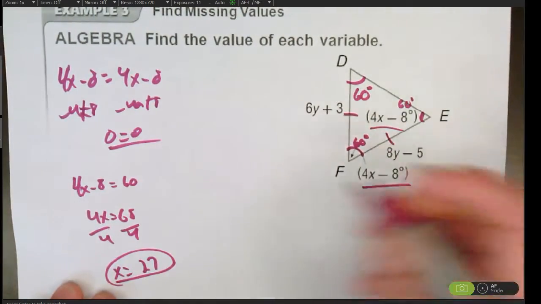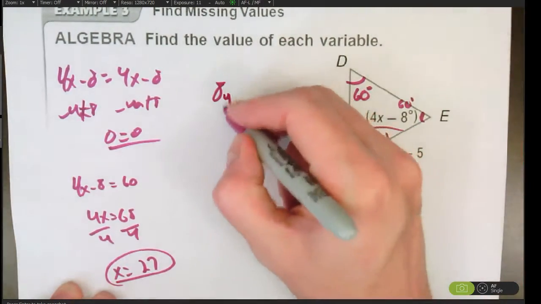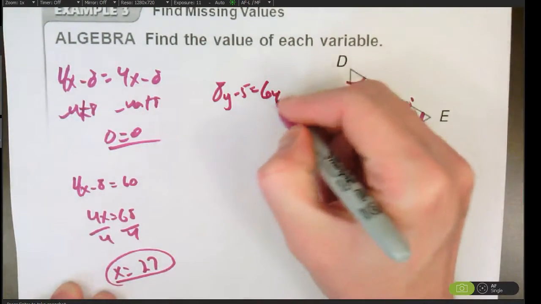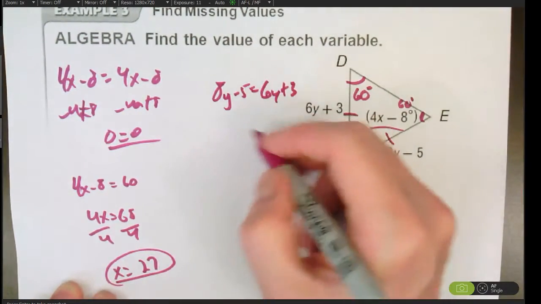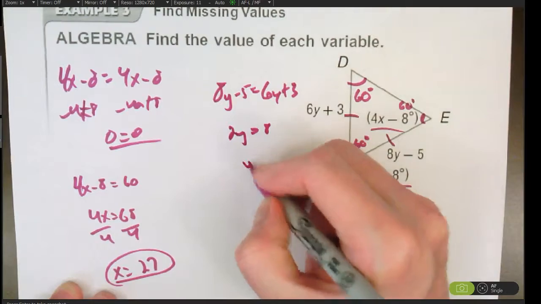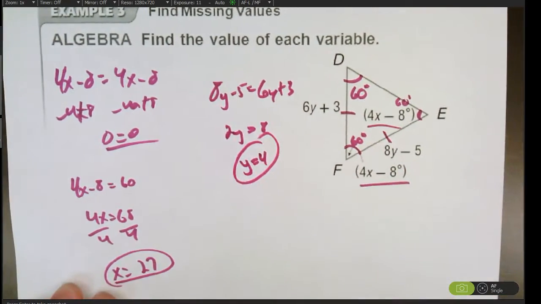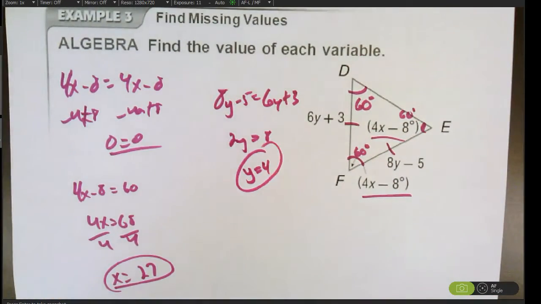The sides are easy. They're isosceles. You just set 8y minus 5 equal to 6y plus 3. Subtract 6y, add 5, you get 2y equals 8. Divide by 2, y equals 4. Okay, so yeah, there you go.